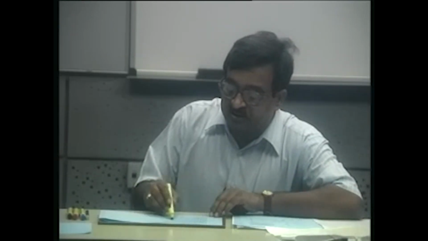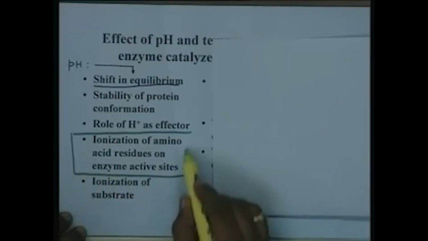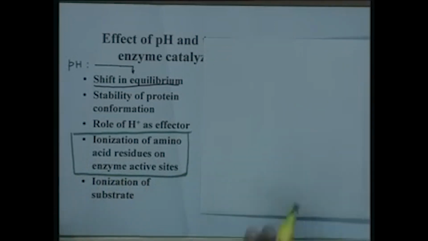Now essentially you may notice that today we will mainly consider the ionization of amino acid residues on the enzyme active site, which is primarily the major factor that influences the typical reaction profile that we are familiar with, of the effect of pH on the enzyme.